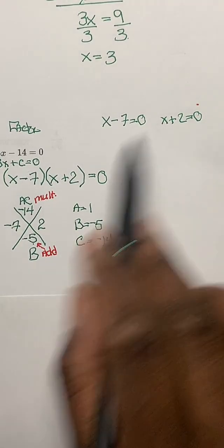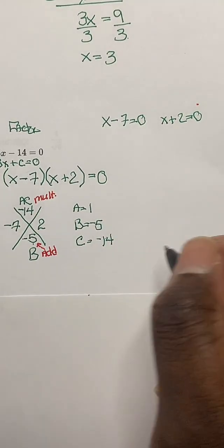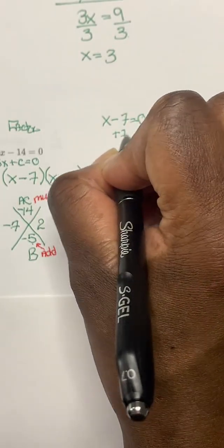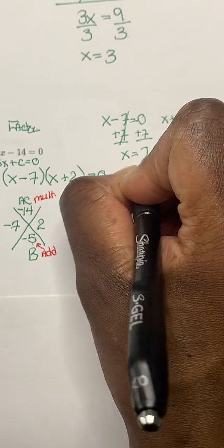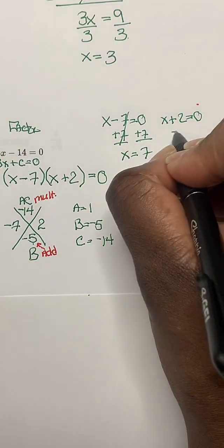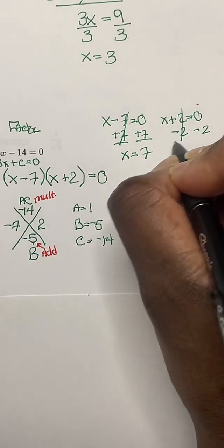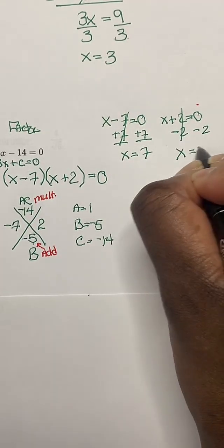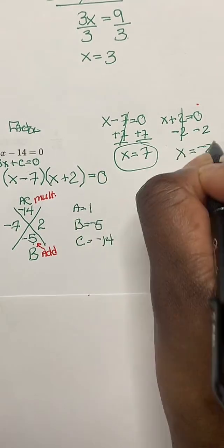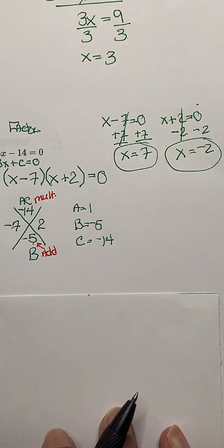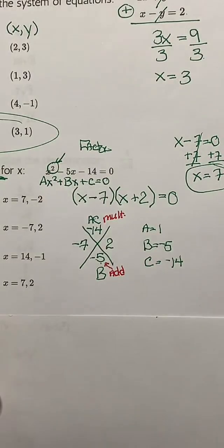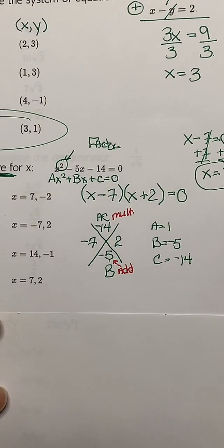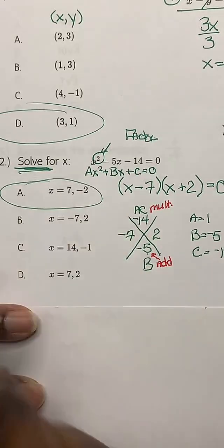So we're going to solve both of those for x. What I'm going to do is add 7 on both sides, so we get x is equal to 7. And over here, we're going to subtract 2 on both sides, and we get x is equal to -2. These are your two solutions. How did I know I was going to get two solutions? Right from the very beginning, when my highest degree or exponent was to the second power. So your answer is going to be A.